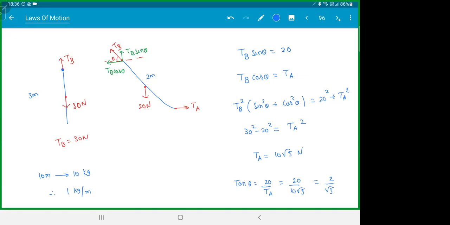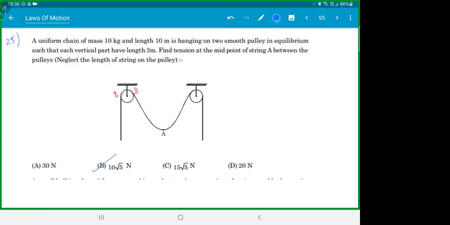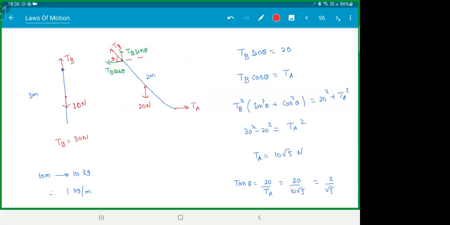So you have to divide the whole thing into two parts. One 3 meter, one 2 meter. So this guy was 3 meter. This guy was 2 meter. This was 2 meter. This was 3 meter. So meaning this weight is 3 kg. This weight is 2 kg. And this tension is upward and this tension is at an angle. So this tension is at an angle here. Please check the FBD.